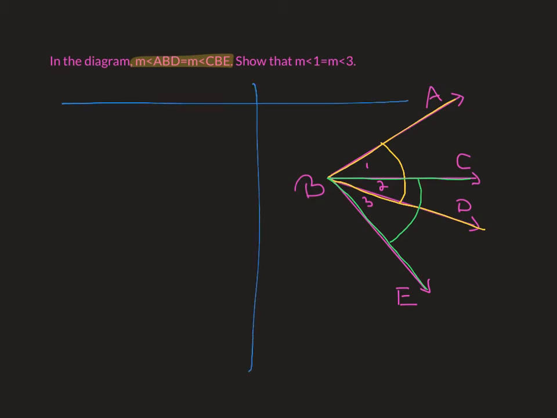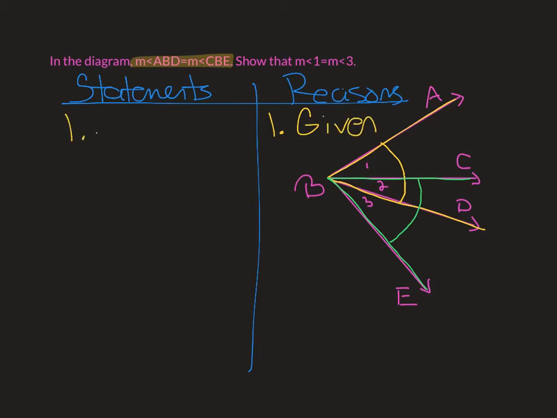My statements go on the left. My reasons go on the right. And reason number one is always going to be given, and that was given up above here. The measure of angle ABD equals the measure of angle CBE. So you're just copying that. Even if you know nothing else, you should always have statement number one, reason number one.